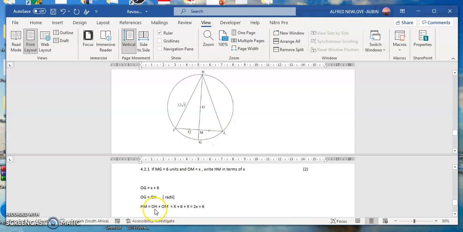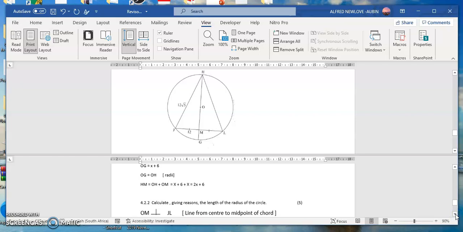But what is OH? OH is the same as OG, and OG is equal to X plus 6. So we can substitute X plus 6 for OH, plus OM. What is our OM? OM was given to us as X. So this X plus this X, they are like terms, we can say is 2X plus 6.